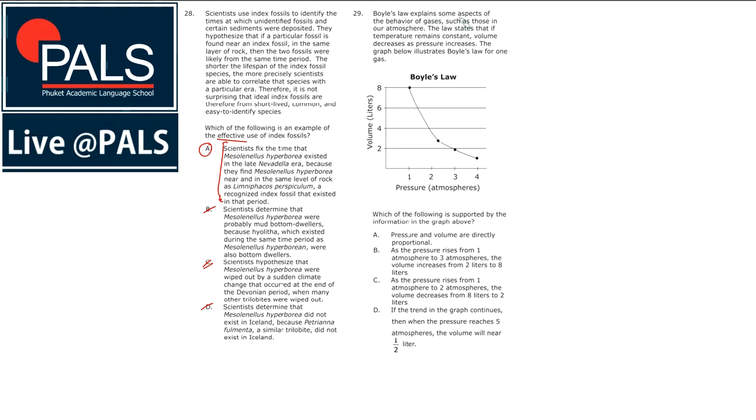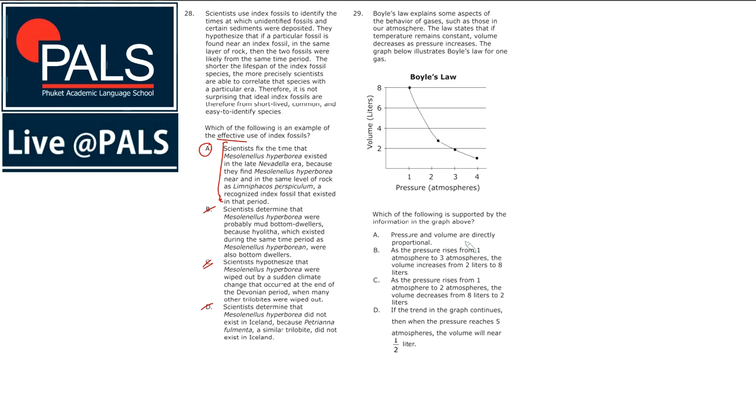Boyle's law explains some aspects of the behavior of gases, such as those in our atmosphere. The law states that if temperature remains constant, volume decreases as pressure increases. The graph below illustrates Boyle's law for one gas. Which of the following is supported by the information in the graph?